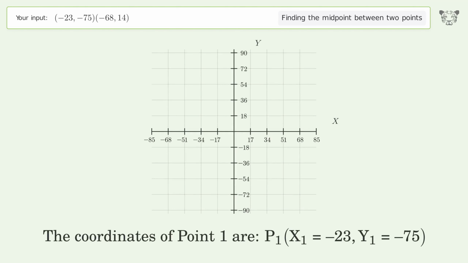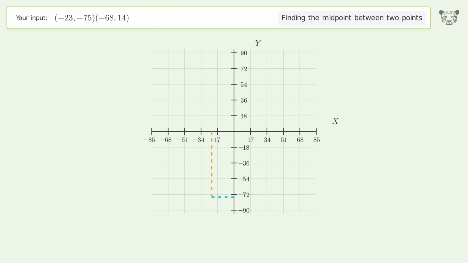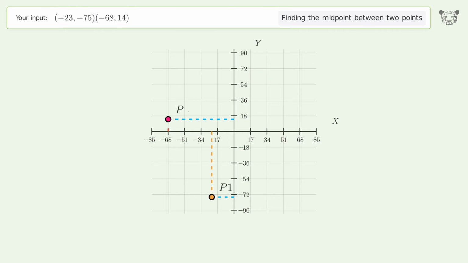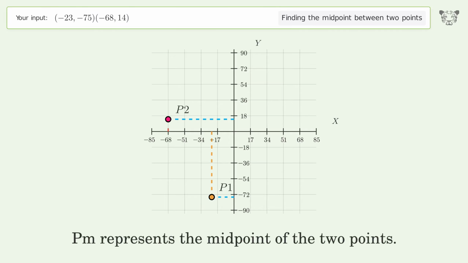The coordinates of point 1 are, x1 equals -23, y1 equals -75. The coordinates of point 2 are, x2 equals -68, y2 equals 14. PM represents the midpoint of the 2 points.